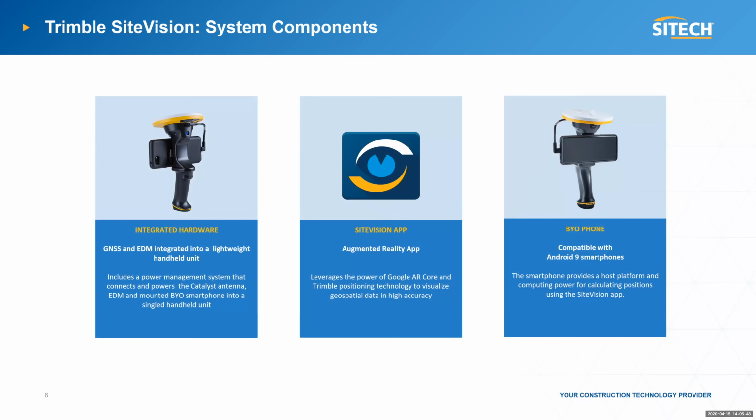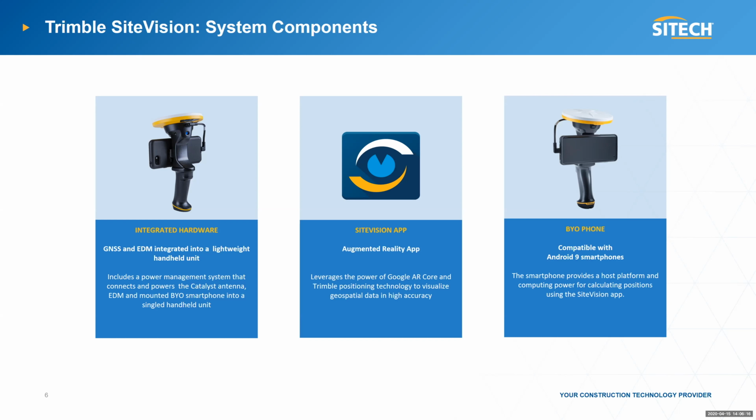So let's talk a bit about the system components. From a hardware perspective, you'd have the GNSS antenna on top of this bracket, in which also an EDM is integrated, and you'll have also a battery inside that would charge the phone. And of course, you would need a phone added to this bracket. You'd have the application, which is a SiteVision application.